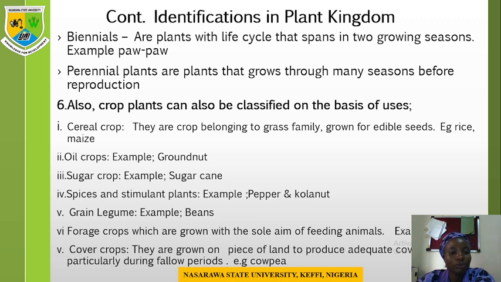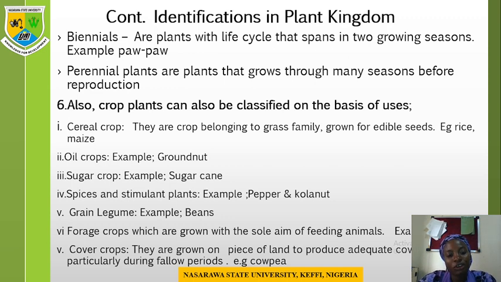We have the sugar crop. Sugar crops are grown because of their sugar content, which is greatly used in our daily meals. Example, the sugar cane. We have spices and stimulant plants. Example, pepper, ginger, kola nuts, all these are spice plants. We have the grain legumes. These are grains that are cultivated for their protein content. Example, the beans.